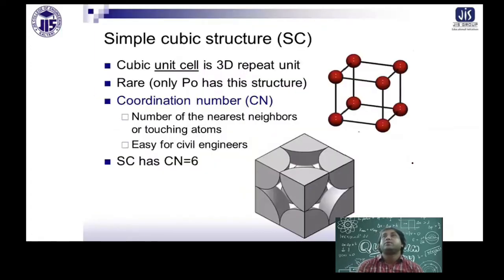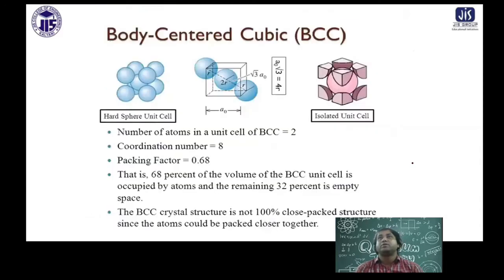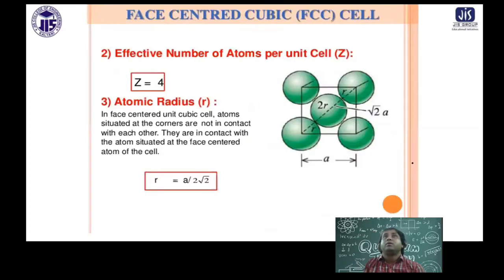Now this is a simple cubic crystal. Atoms are at the corners. The effective number of atoms is 1. The coordination number is 6, and the atomic packing fraction is close to 52%. Body centered cubic crystal has one atom at the center of the body, and the packing fraction is 68%. The effective number of lattice points will be 2, and the coordination number will be 8.